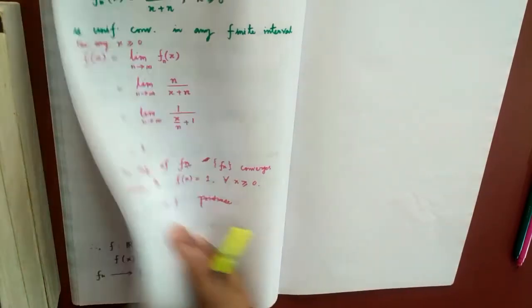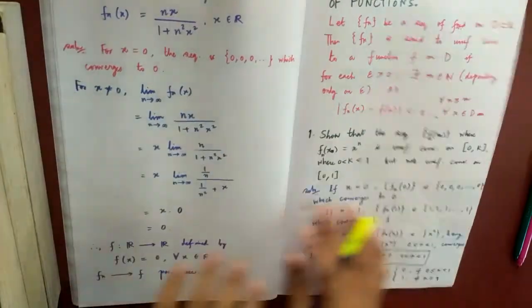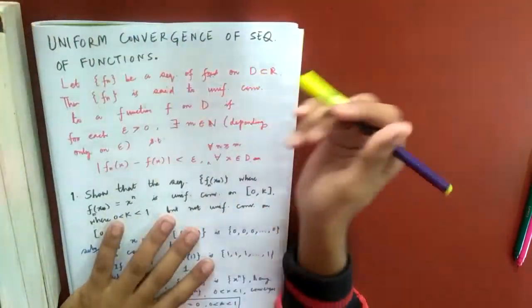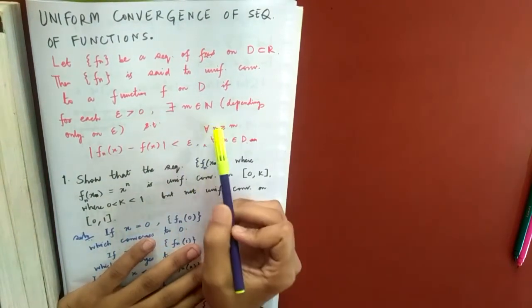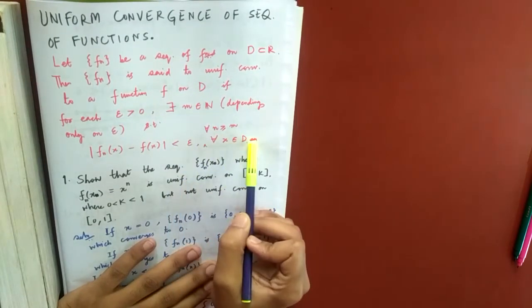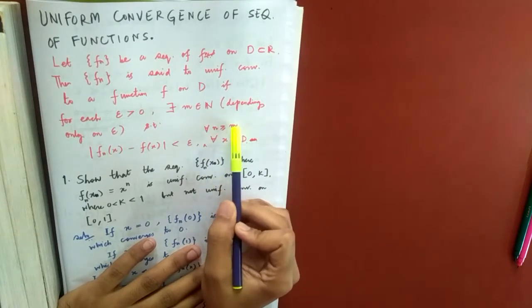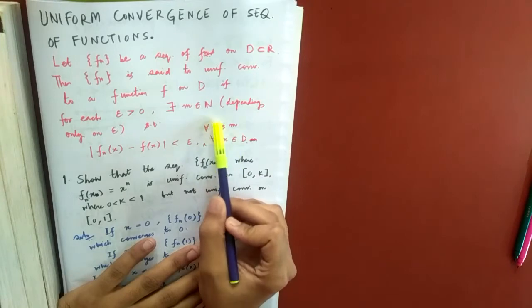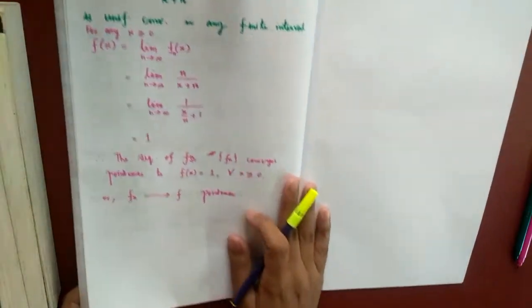Now about the uniform convergence. If you remember the definition of uniform convergence, where I had given, yeah, this was the definition. That means |f_n(x) minus f(x)| should be less than epsilon for all n greater than or equal to M. There should exist a natural number M for all x in D. So for all x in D, you have to find a natural number such that for all natural numbers greater than that, this relation will hold. So we have to find that natural number M.